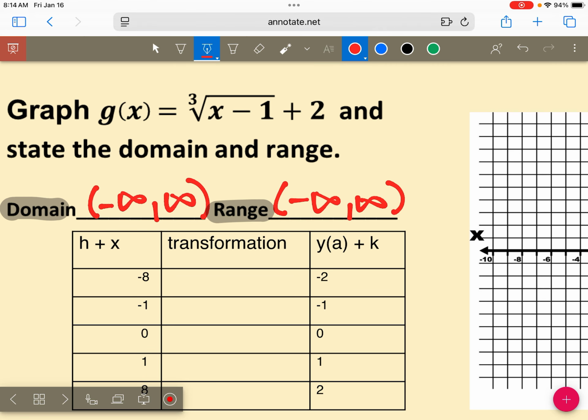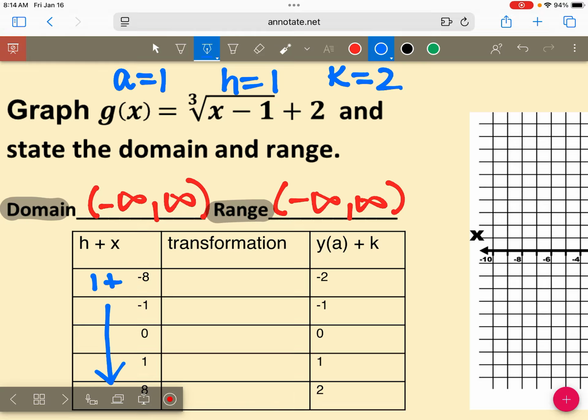What is A? What's the number in front of the cube root? A 1, good. H is under and opposite. 1 again. And what is K? 2. So what you're going to do is you're going to add the 1 all the way down to all of your numbers.